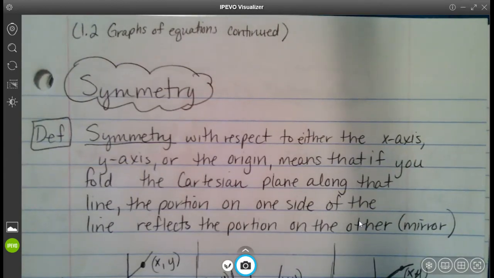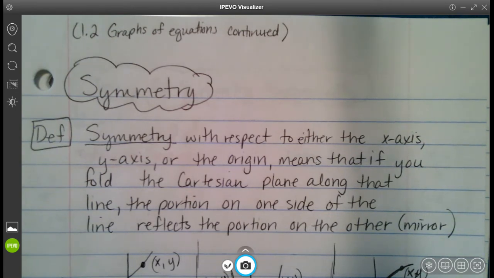Okay, in this video, we're going to go ahead and finish section 1.2, graphs of equations. And there are two main topics to cover. Those are symmetry and circles. So here you have a definition. Go ahead and pause the video if needed and copy it down first.